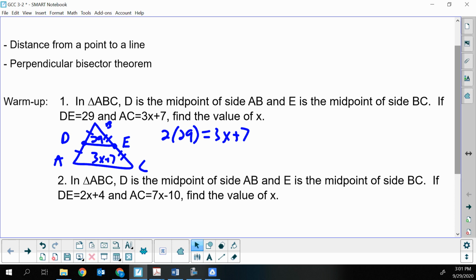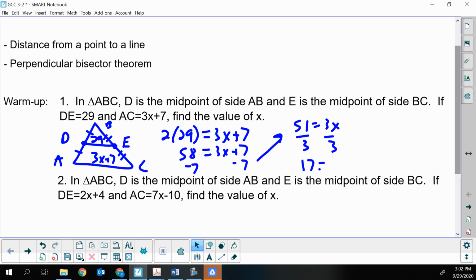If we had to justify our geometry steps, we would say mid-segment is equal to half of the third side. Simply as that. So we'll have 58 equals 3x plus 7. Subtract the 7 over. You get 51 equals 3x. And dividing by 3, get 17 for x. And just reread the question. X is all that we want to find.